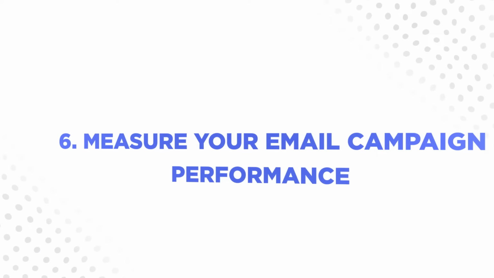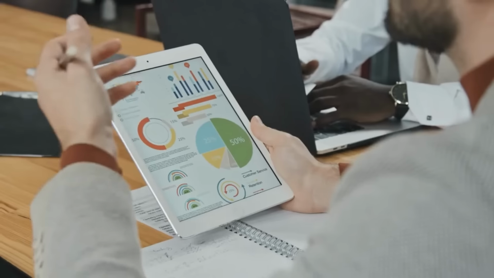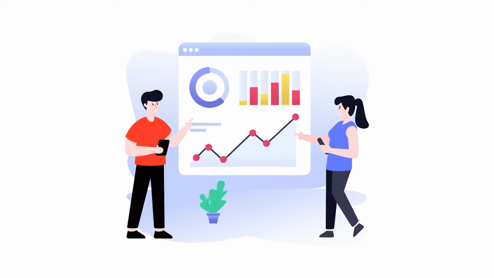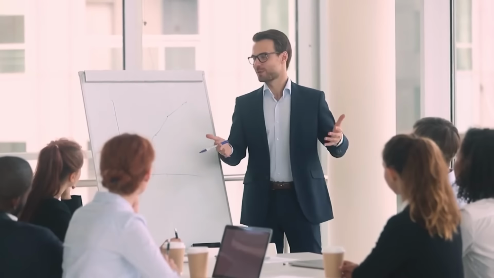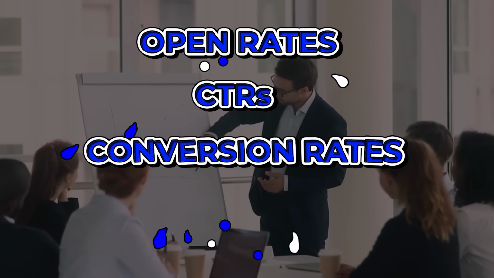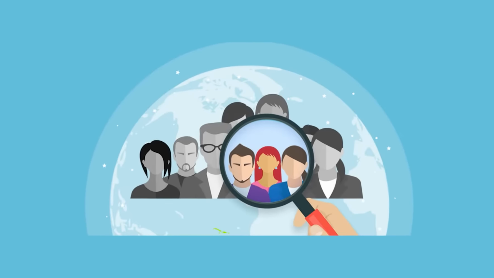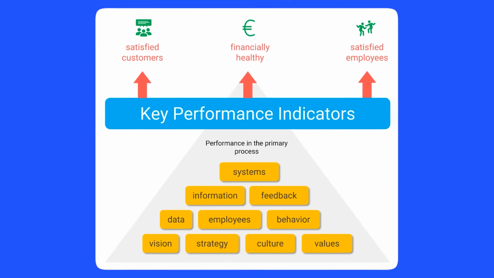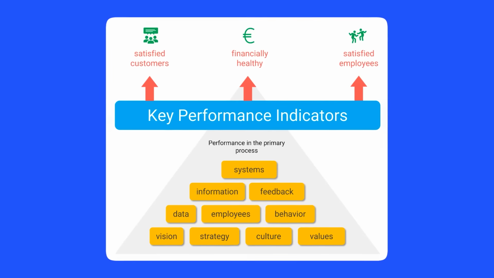6. Measure your email campaign performance. Measuring your email campaign performance is crucial to improving your strategy and results over time. Most ESPs offer analytics tools that allow you to track various metrics such as open rates, CTRs, conversion rates, and unsubscribe rates. To use analytics effectively, you should set up goals and KPIs, key performance indicators, for your campaign, such as sales, signups, or downloads.